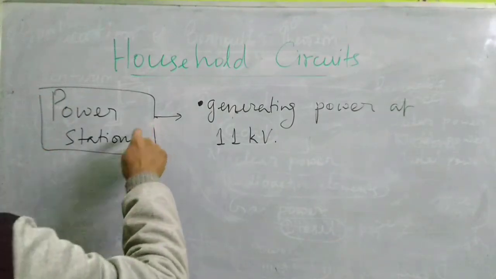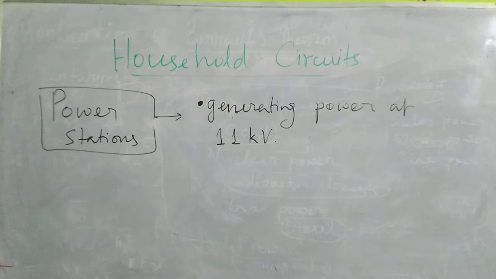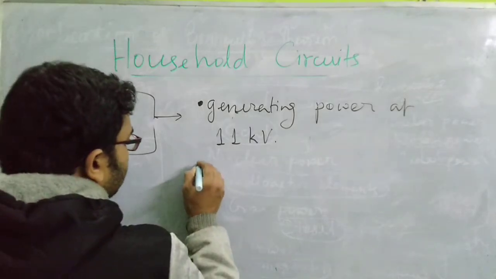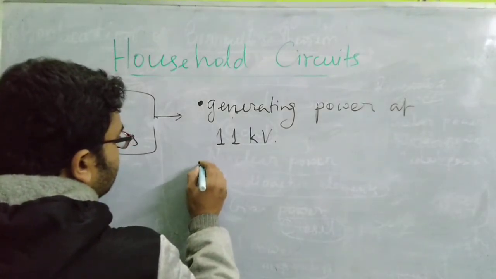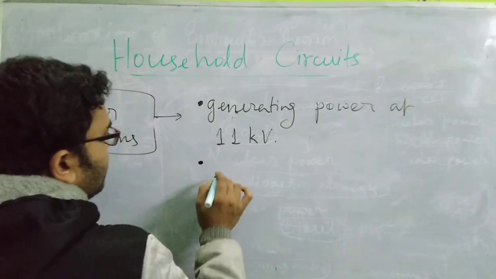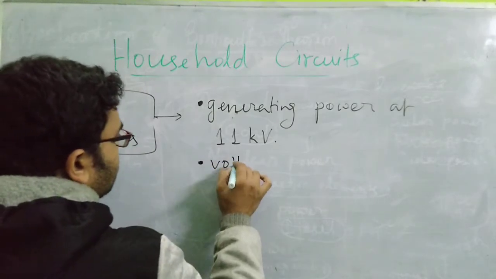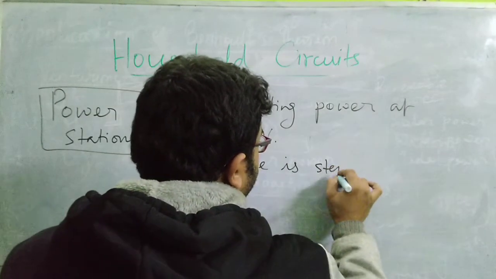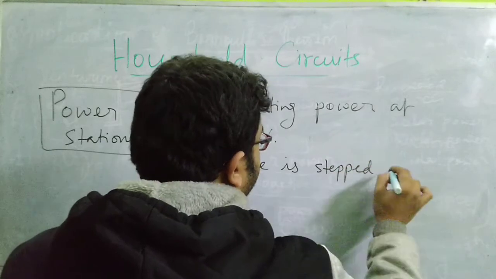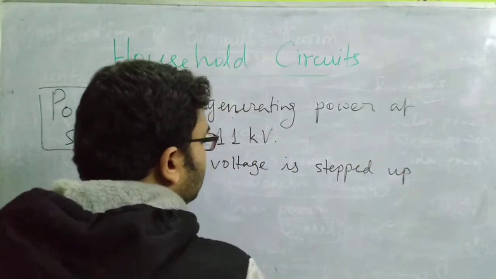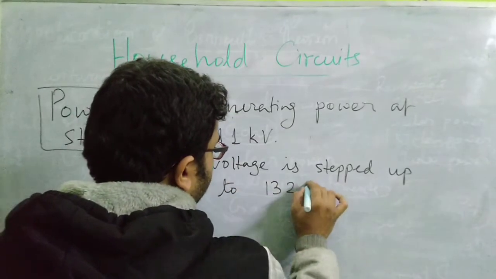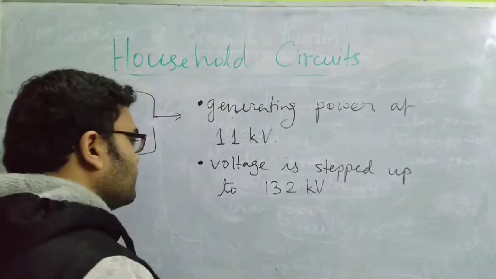After this power is generated at 11 kV, the voltage of this power has to be increased, and for that step-up transformers are used. So this power that is generated at 11 kV, the voltage is stepped up using a step-up transformer. You will be reading about this transformer in the next chapter. Stepped up to say 132 kilovolt, or it can be more than this also.